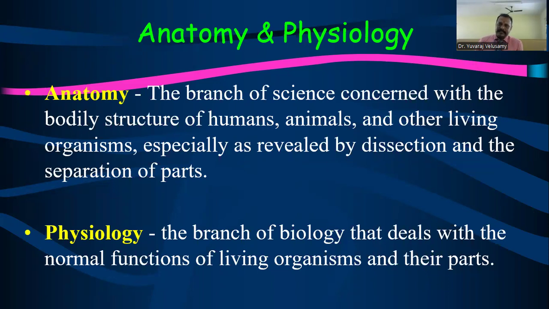So anatomy is a branch concerned with structure: how the body is arranged, how it grows, and what kind of materials, atoms, are assembled. This covers humans, animals, and living organisms, including bacteria and viruses. Dissection, the separation of parts to understand the different parts and their composition, also comes under anatomy.